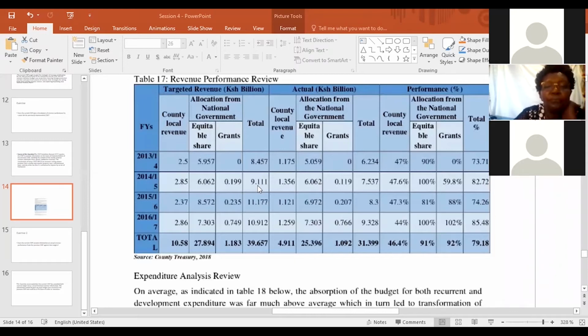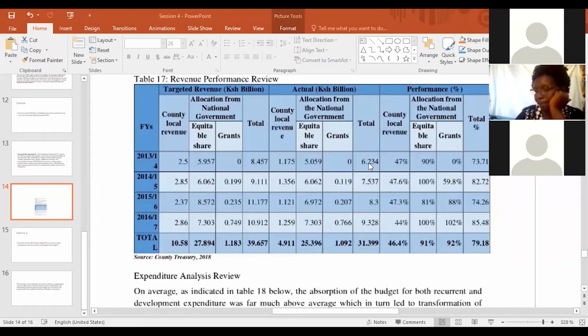Now, when we are looking at the actual performance, how much they collected at the end of the financial year, Machakos County collected from own-source revenue 1.356 billion, and yet they had stated that they would collect 2.85 billion. With regards to equitable share, they received 6.062 billion, which is the same as what they had projected, which is 100%. So they utilized the 100%. And then with regards to grants, 0.199. That is the actual allocation that they got, which brings the total to 7.537 billion. So you can see that there is an increase in budget allocation.